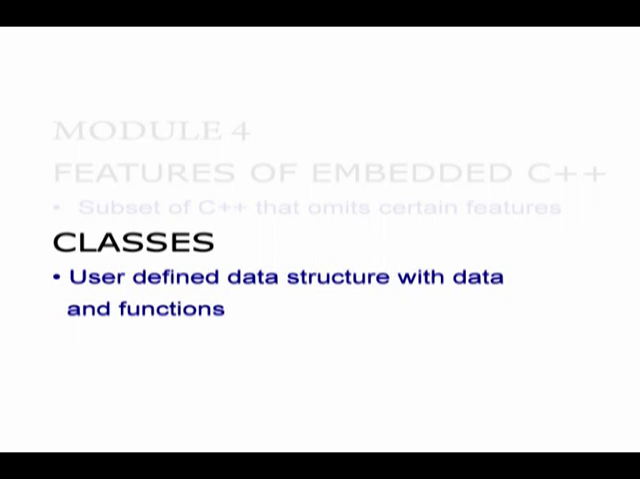The first feature of embedded C++ is the use of classes. As you know, a class in C++ is the building block that leads to object-oriented programming. It is a user-defined data structure declared using the keyword class that has data and functions as members. Classes can allocate memory for variables and can initialize them.